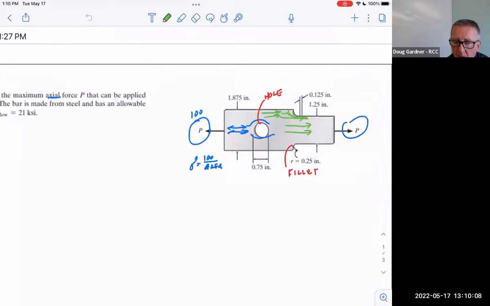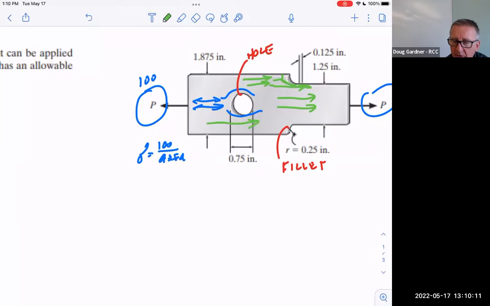This one? Yeah. This force over here doesn't notice. That's going to be the same old stress you always had. But these are going to notice, right? They're going to get, so that's where the maximum is going to occur. It's going to occur around that hole. And so we just need to know what that is.